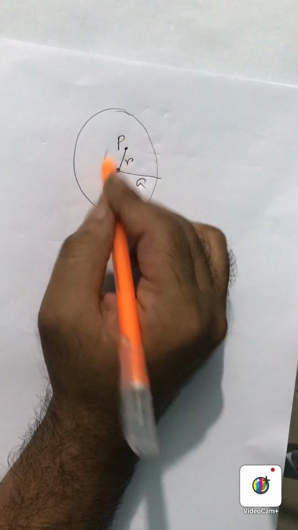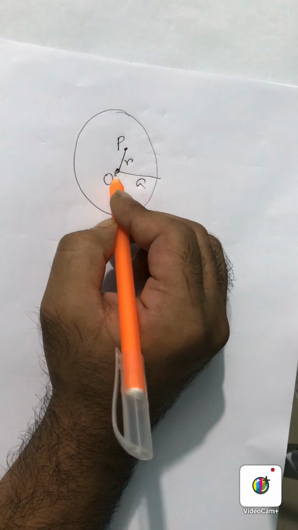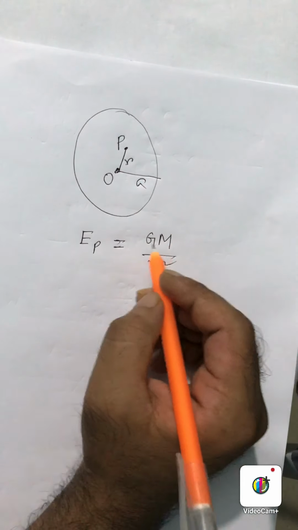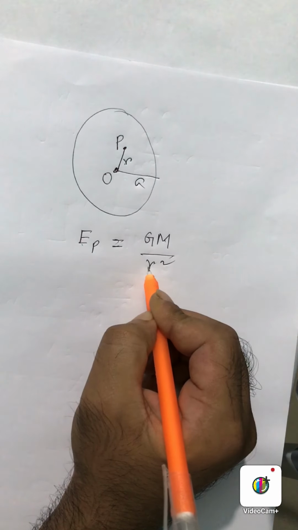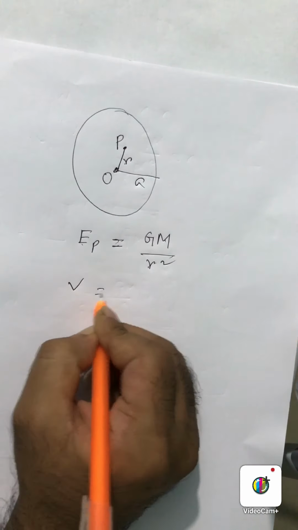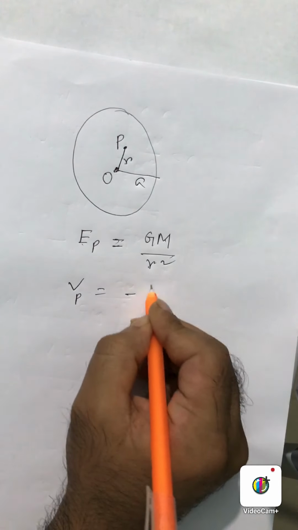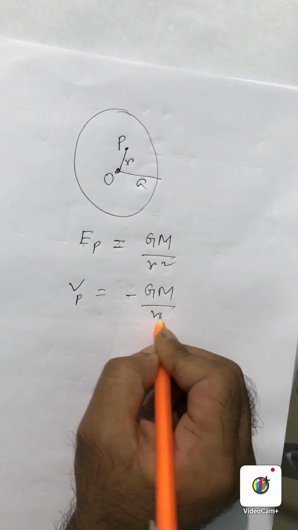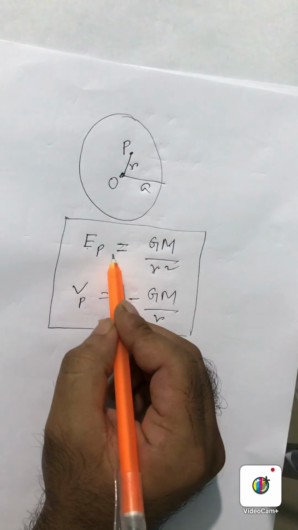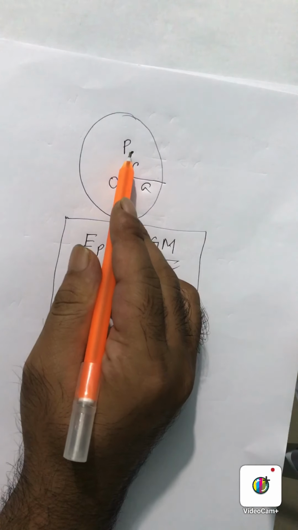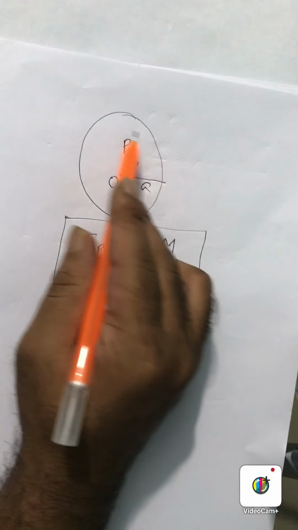The radius of the hollow sphere is a, and the distance from the center to point P is small r. So the formula is E_P equal to GM divided by r squared, and the gravitational potential V_P is equal to minus GM by r. By using these two formulas, we calculate the gravitational field intensity and gravitational potential at any point inside the hollow sphere.